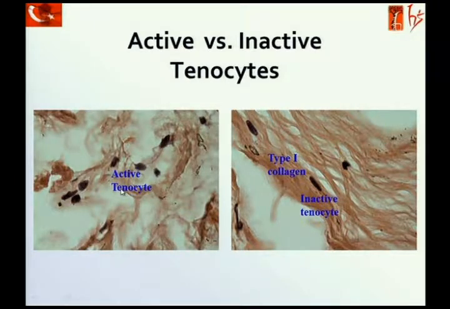This is the active tenocyte. This is the type 1. You can see the inactive tenocyte. The shape differs depending on age; the shape of the tenocyte also changes.